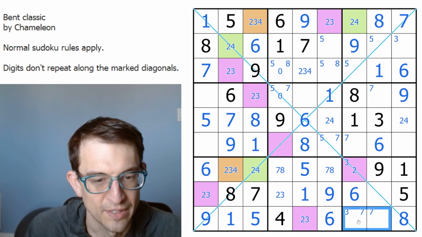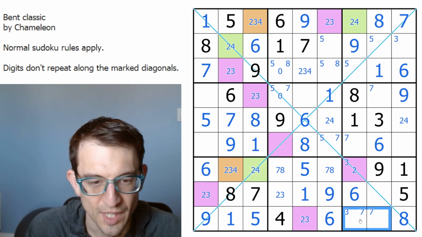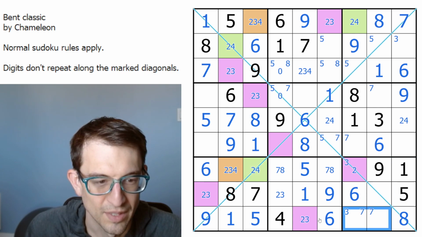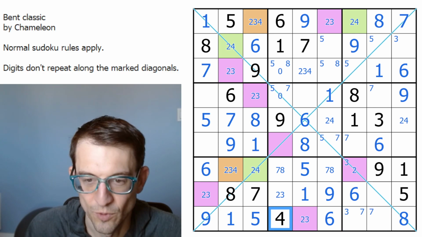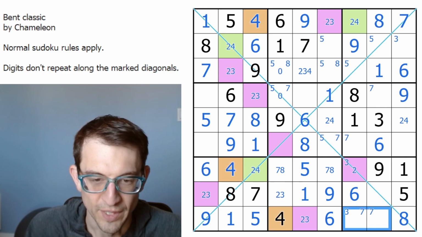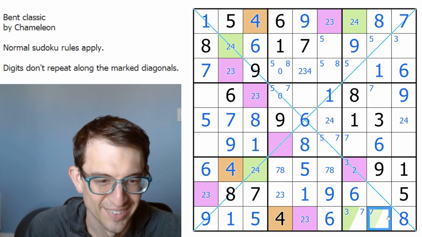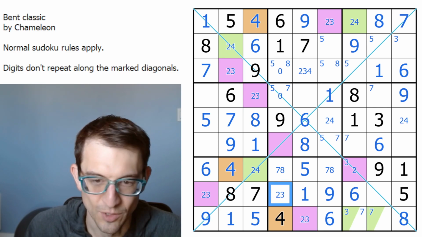Well, green is down here. So where does green go in box 9? Not there. Not those. Not here because of this green. So it's got to be one of these. So that makes 4 orange. And it makes this a green 7 pair. And it makes that 6. No, I already did that 6. It makes this green.